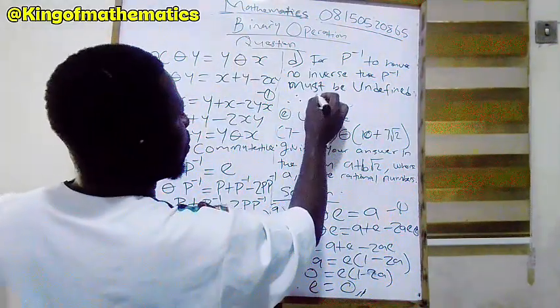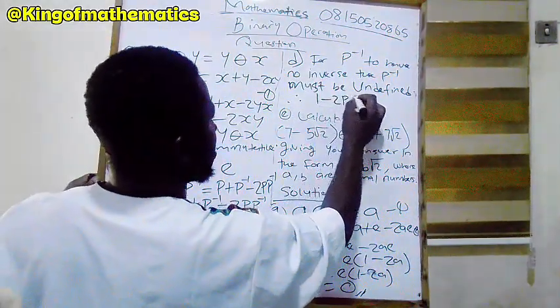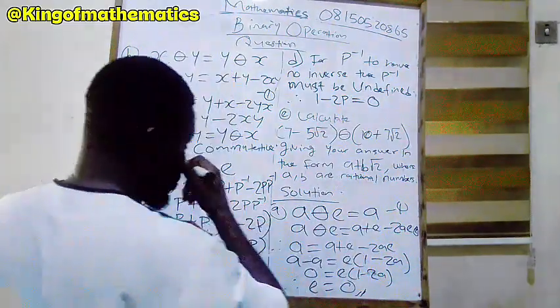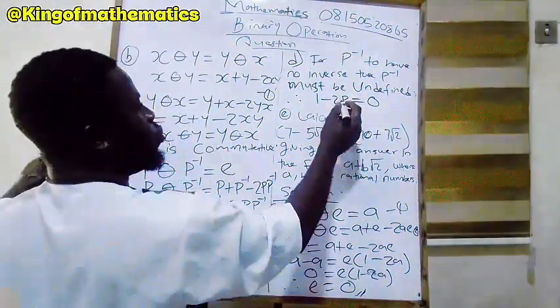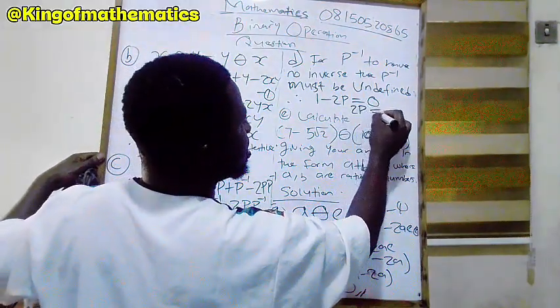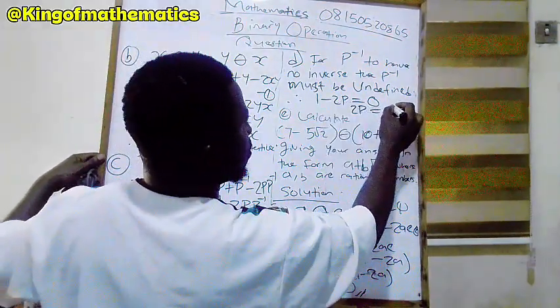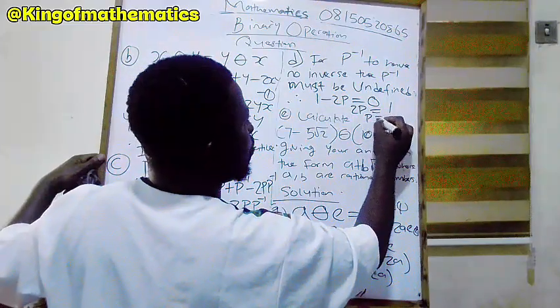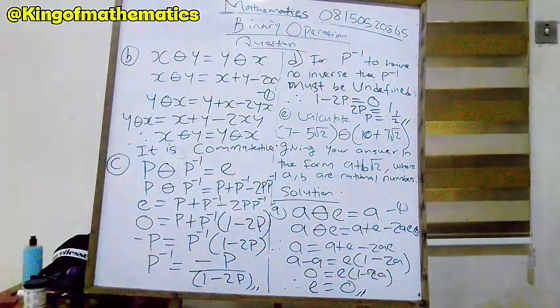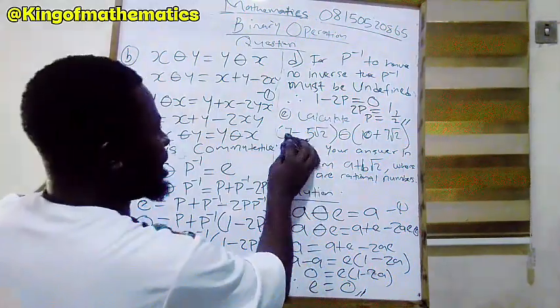Therefore, 1 minus 2P must be equal to 0. So if 1 minus 2P is equal to 0, then 2P is equal to, this one goes to here, 1. That means when P is equal to 1 over 2, this equation becomes undefined. It becomes undefined. So we are going to the E part now.